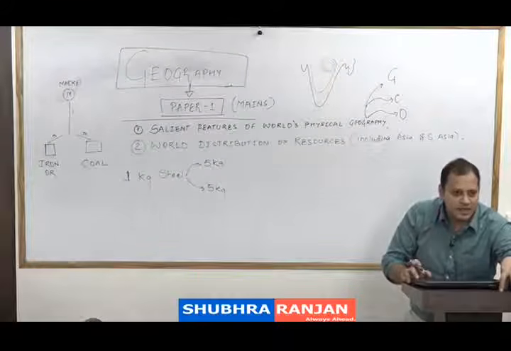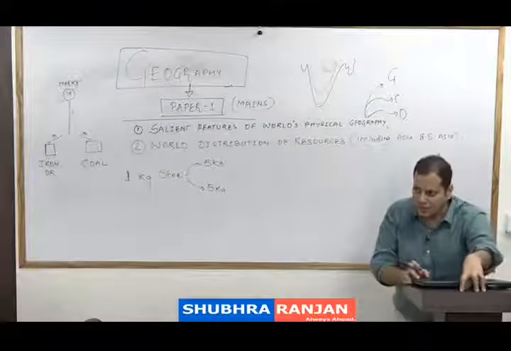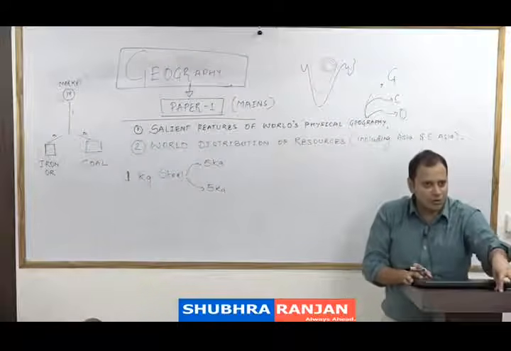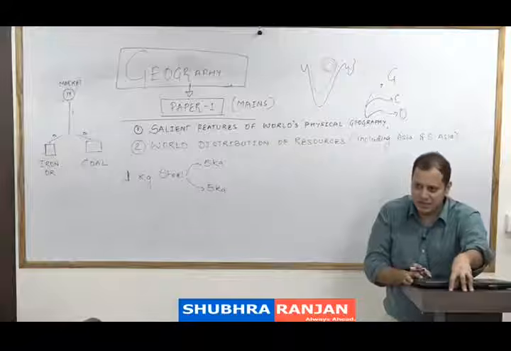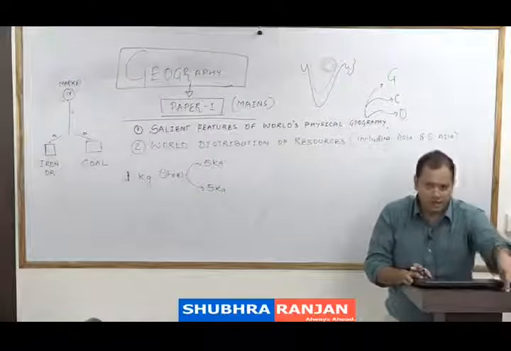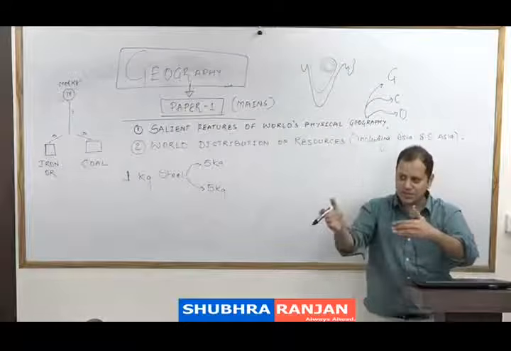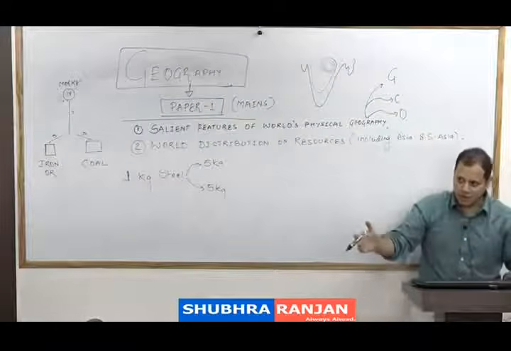The only thing is that we will not use these theories directly. If the name of the theory is written, it becomes optional. If the theory is written indirectly, it becomes GS. The same logic applies to political science. The same logic applies to sociology. That distinguishes between the GS and the optional answer.